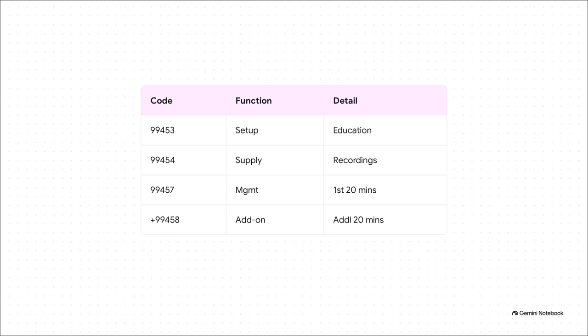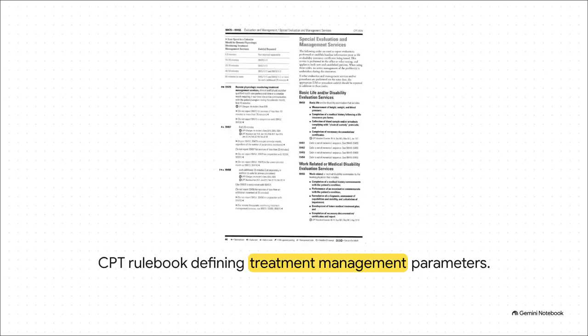Then we get to the human element. Code 99457 covers the first 20 minutes your clinical staff or physician spends managing that patient's care based on the data, per calendar month. And hey, if they spend 40 minutes, you just use the add-on code 99458 for that additional 20-minute block. But here's the catch.